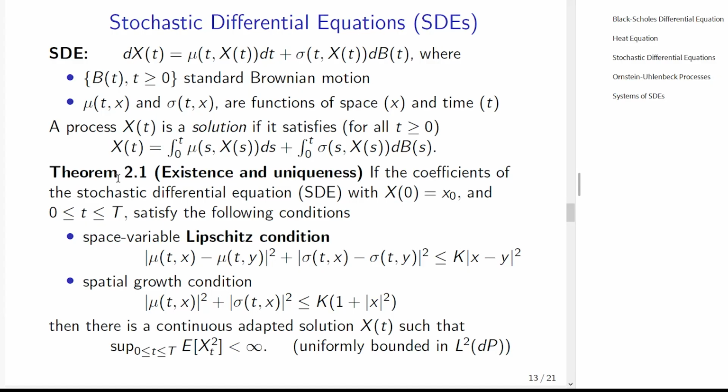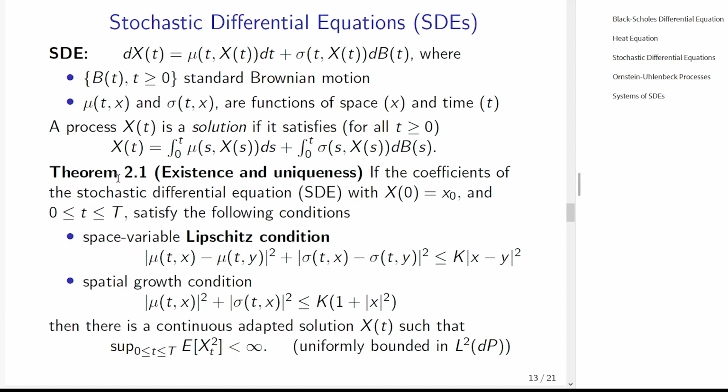And there are conditions that guarantee solutions. One of them is a Lipschitz condition, which says that the change in the mu function at a fixed time t for different values of x and y, plus the change in the volatility for the same t with different x's and y's, are bounded by some constant times the difference between x and y.